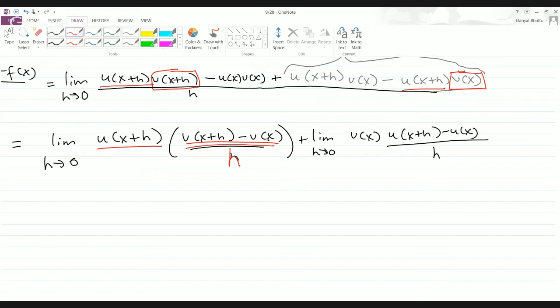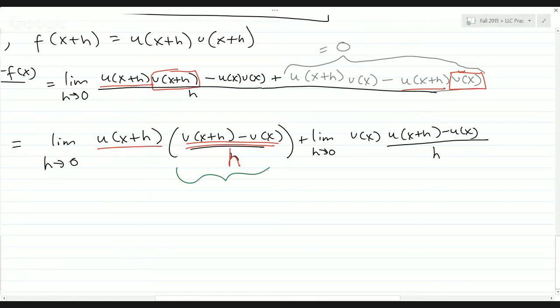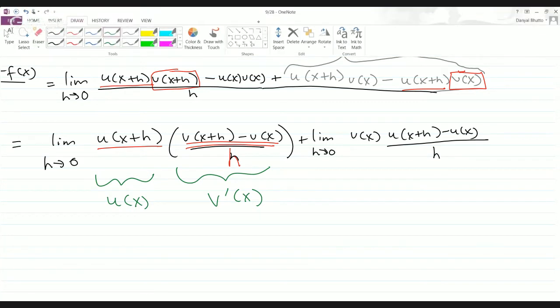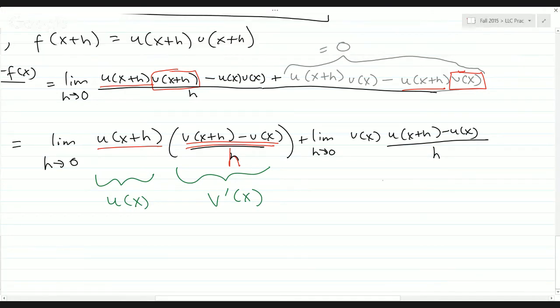And what does that tell us? What does this look like? The derivative, v prime of x. And this just goes to u of x, since h is approaching 0. Okay? Any questions on that? Okay.